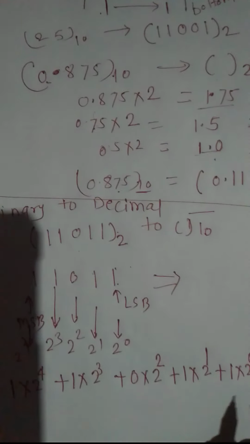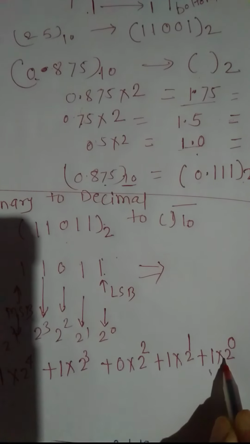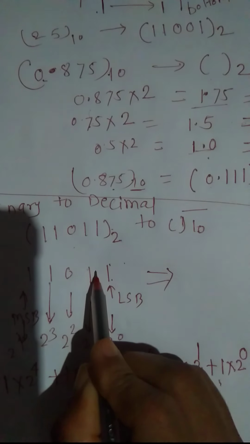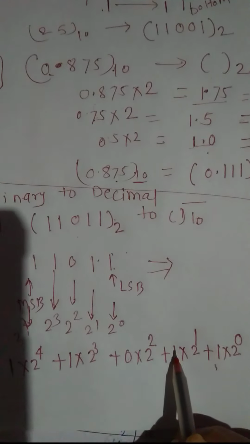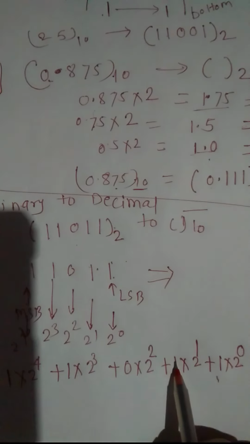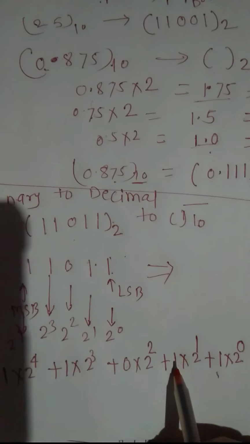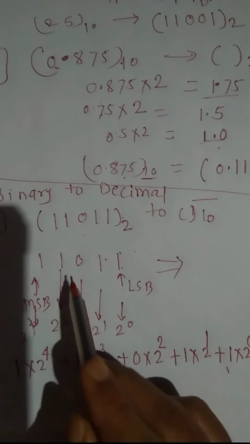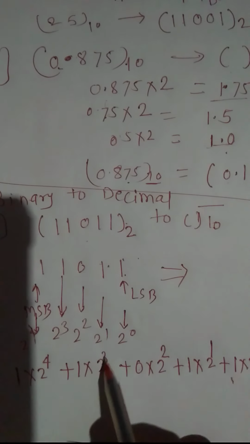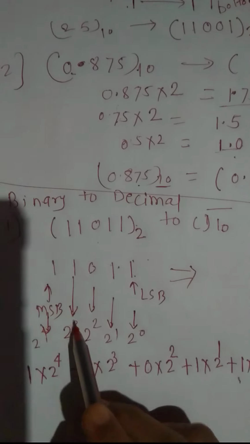The first one here has weighted position 2 raised to 0. Next, this is a 1, that is x into b raised to 1, the column number. This x is 1 into 2 raised to 1. This is a 0, so 0 into 2 raised to 2. This is 1 into 2 raised to 3, with weighted position 2 raised to 3.